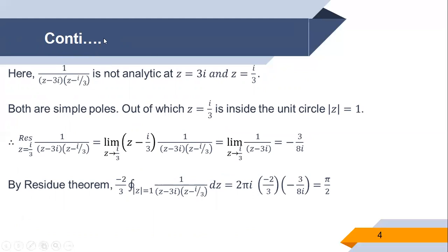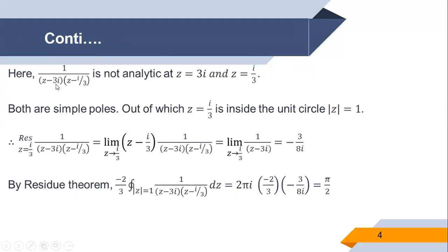The power of the factor z minus 3i is 1, and of z minus i by 3 is 1. So we can say both points are simple poles. Here the curve is a unit circle, so we check whether both points are inside. One is outside. Which point is outside and which is inside?